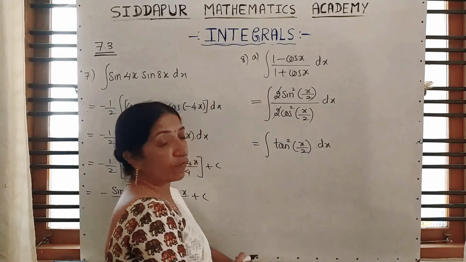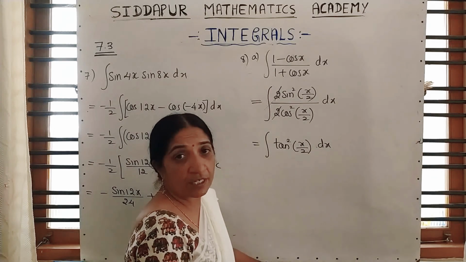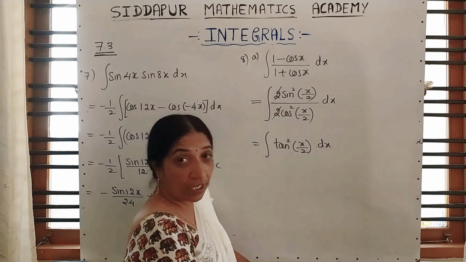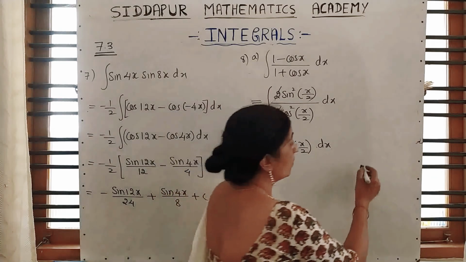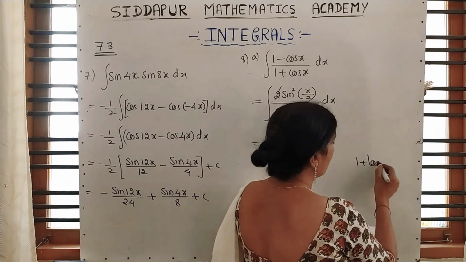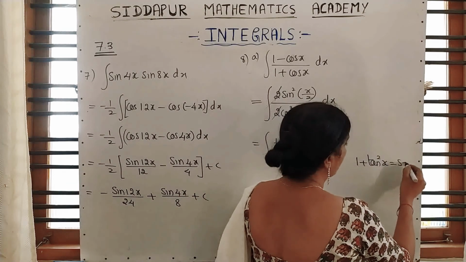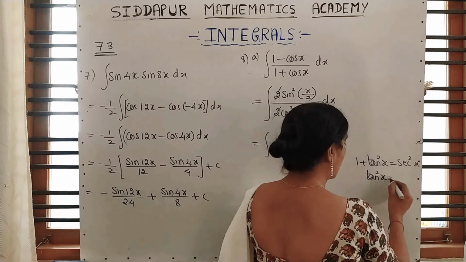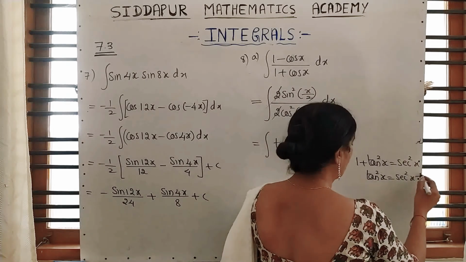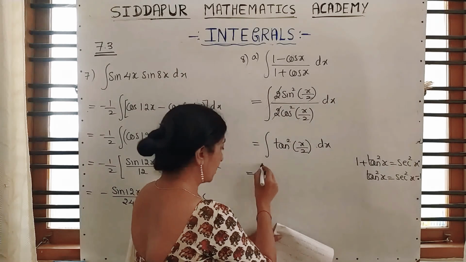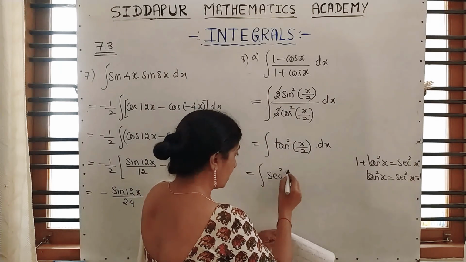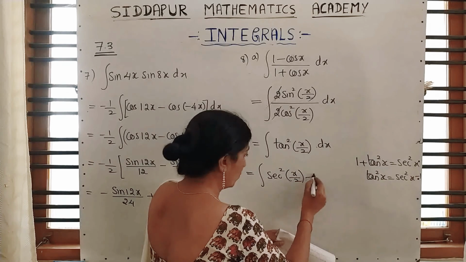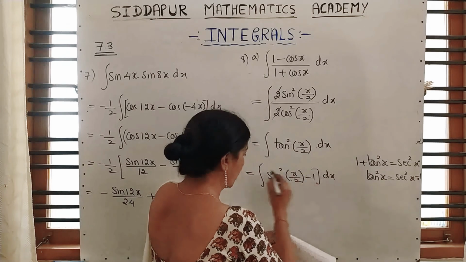See, we will open the formula list. Are you familiar with integration of tan square? No, we don't have the integration of tan square, but we are thorough with this identity: 1 plus tan square x is secant square x. With the help of this, tan square x will be secant square x minus 1. So like that, secant square x by 2 minus 1 into dx.